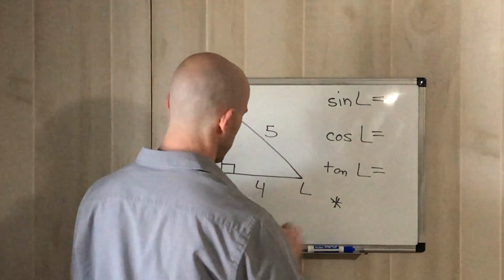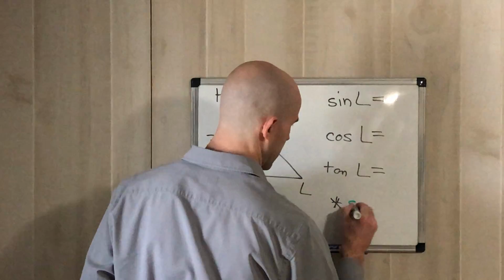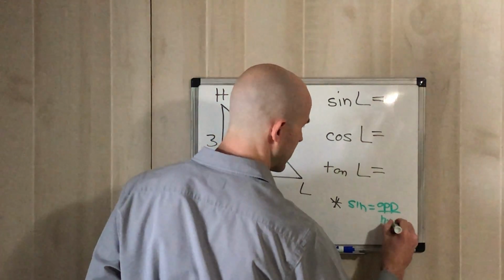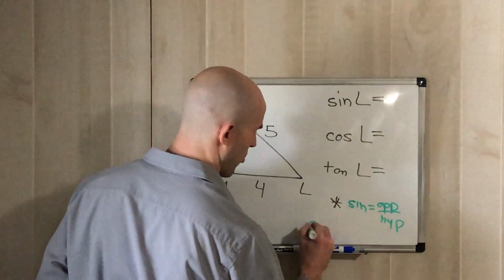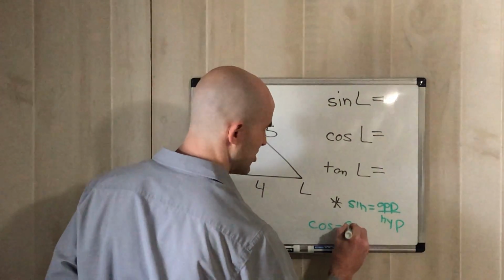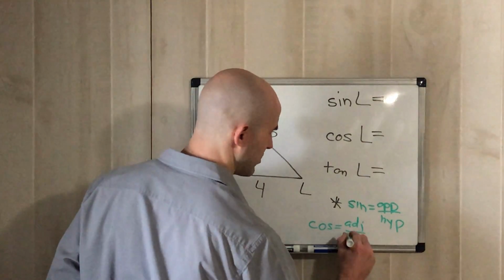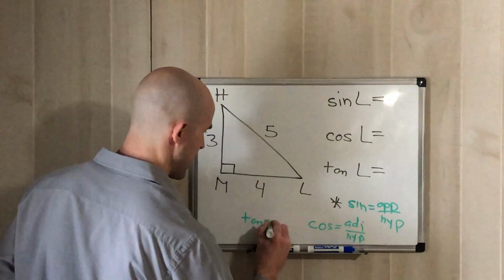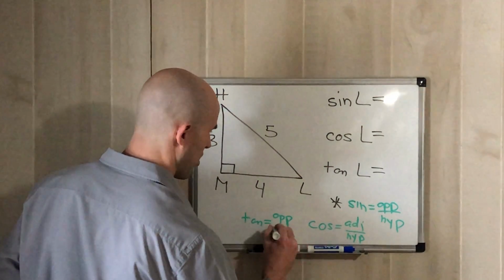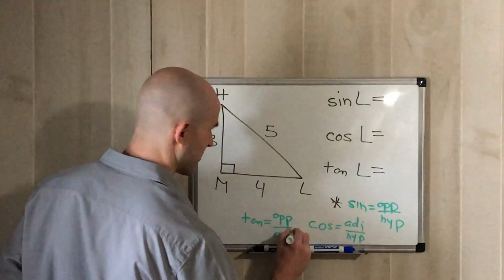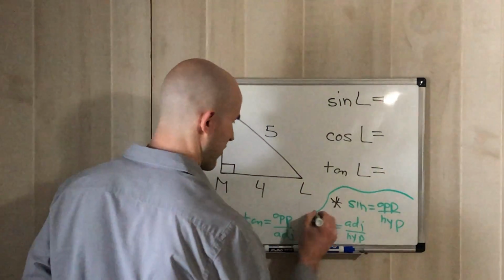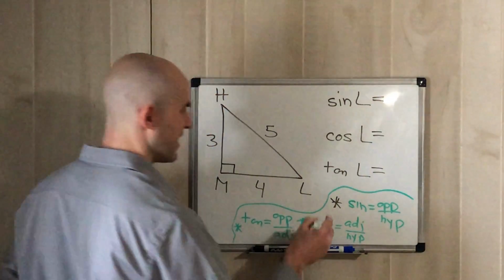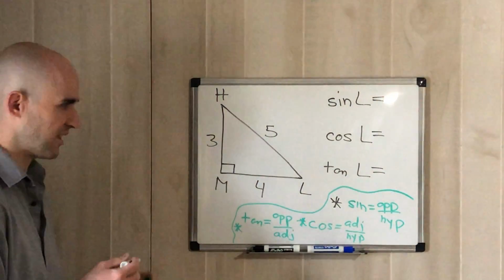We know that sine equals opposite over hypotenuse. Sine is opposite over hypotenuse. We know that cosine equals adjacent over hypotenuse. And we know that tangent equals opposite over adjacent. Again, just here to help us remember. We have the tangent, we have the cosine, and we have the sine. We have those three right there.